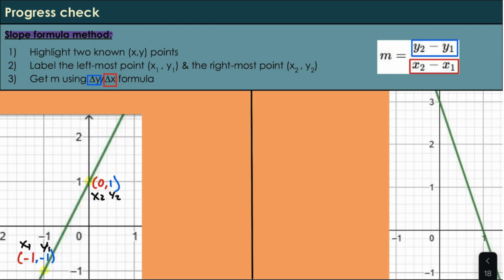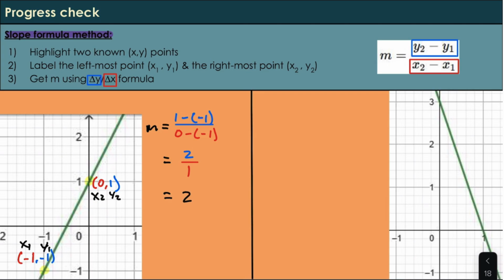Now we substitute into our formula. y2 minus y1. x2 was 0 minus x1, minus 1. In our numerator, we have 2. In our denominator, -1 becomes +1. And 2 divided by 1 is 2.